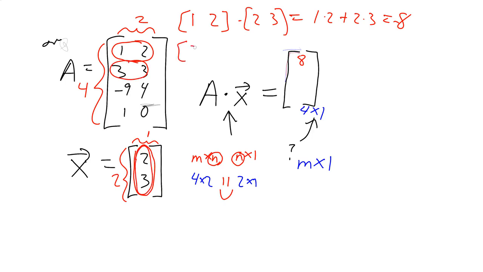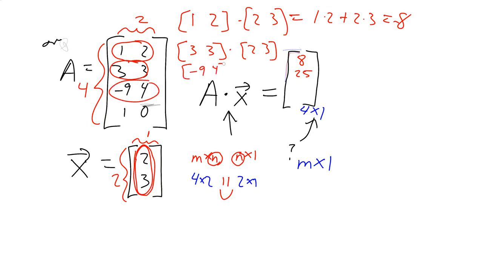So now we're going to get 3, 3 times 2, 3. And when we do that, we're going to get 3 times 2 is 6, plus 3 times 3 is 9. 6 plus 9 is, I believe it's 25. And we're going to keep doing that for every row here.